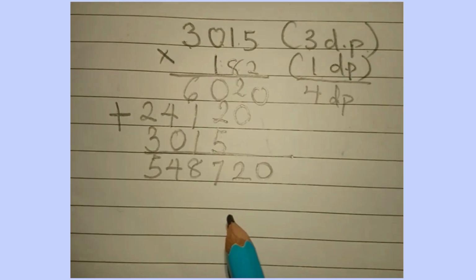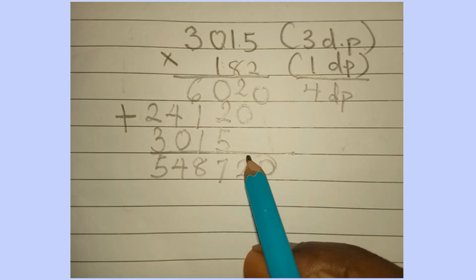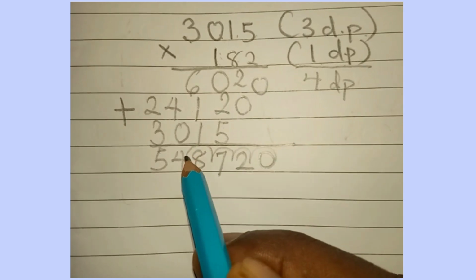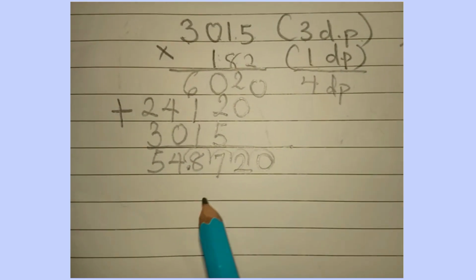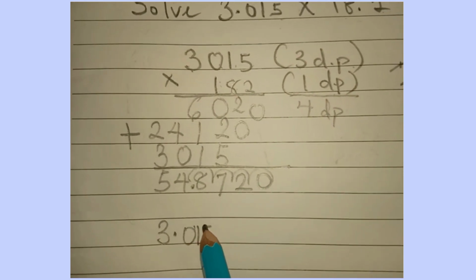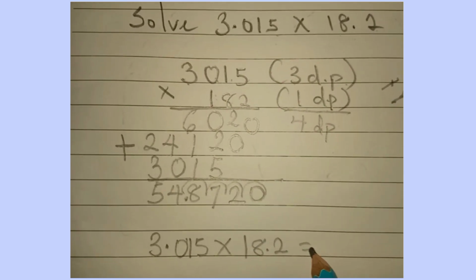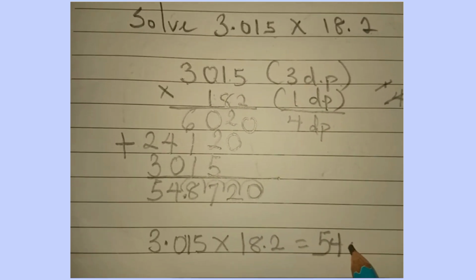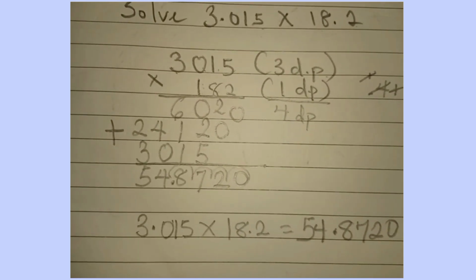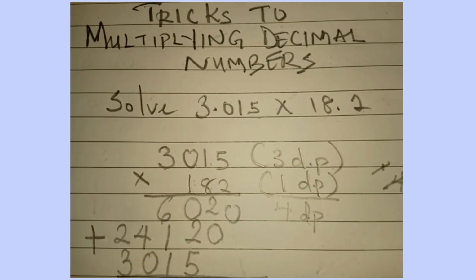Which means after we have multiplied and gotten our answer, we will count 4 numbers backward and place the decimal point. This is 1 and 2, 3 and 4. You put your decimal point. So the answer to 3.015 multiplied by 18.2 will give us 54.8720. That's about the tricks to multiplying decimal numbers.